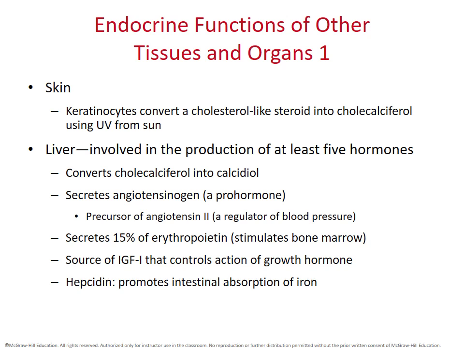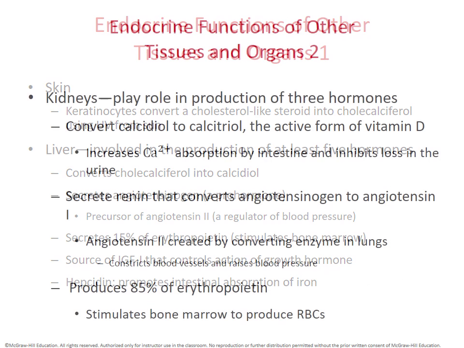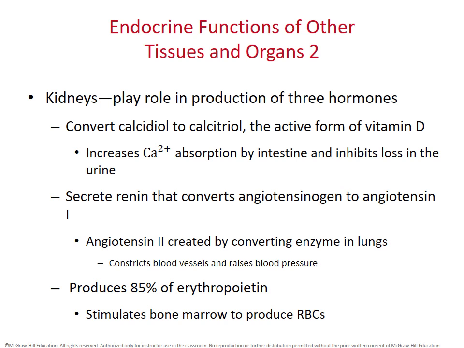It produces something called angiotensin, involved in blood pressure regulation. It produces a portion of the body's erythropoietin, which stimulates red blood cell production. As I said, it's involved in the action of growth hormone, and it's also involved in absorption of iron through hepcidin. The kidneys, of course, play a role.